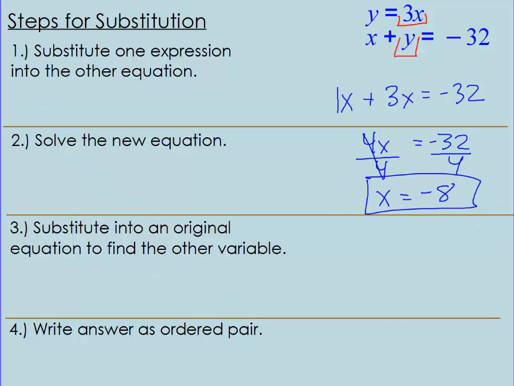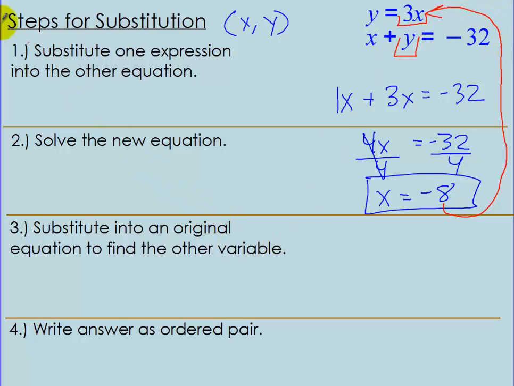Good. Now, I don't just need x, I need an ordered pair, x comma y, right? So I have to find the y. To find the y, I substitute into one of the original equations to find the other variable. So I'm going to take that negative 8 and substitute it into one of these originals. I don't care which one, but usually whichever one's simpler to you. You can choose either equation. I'm going to choose the top one.